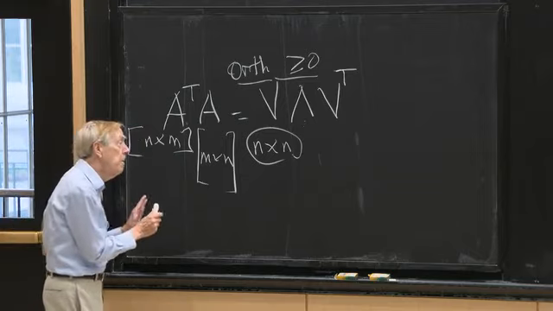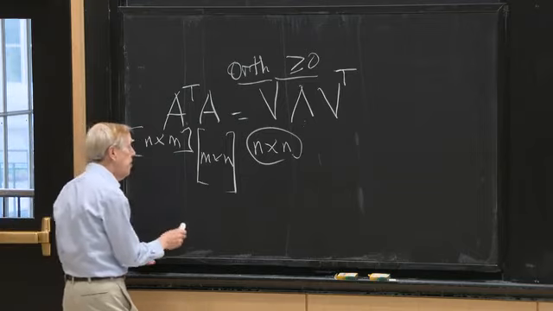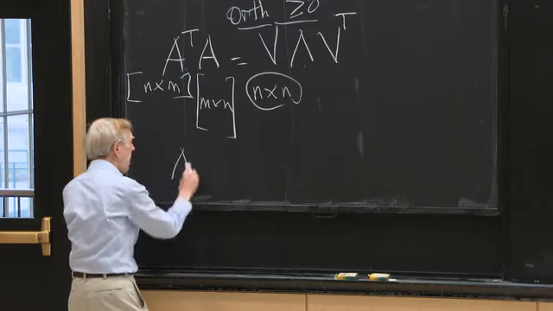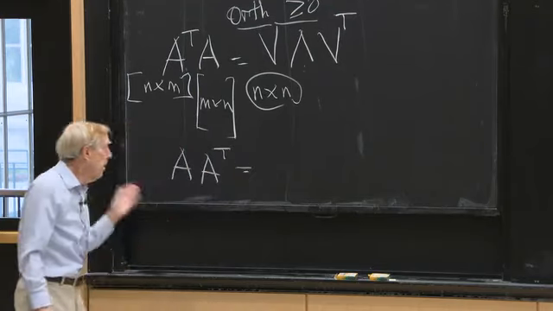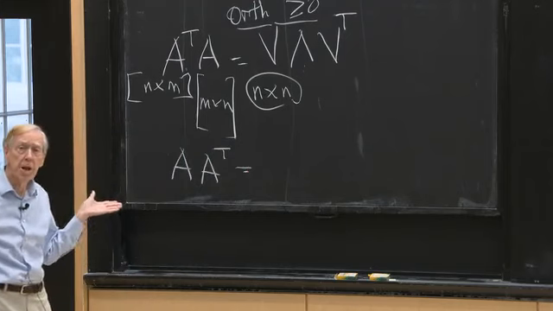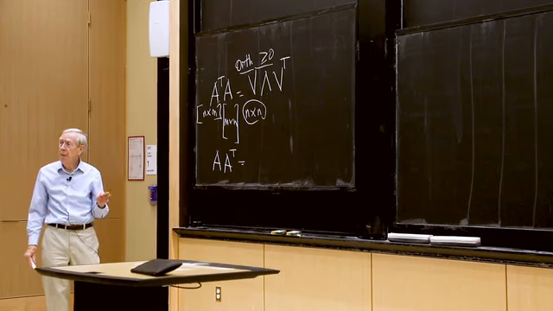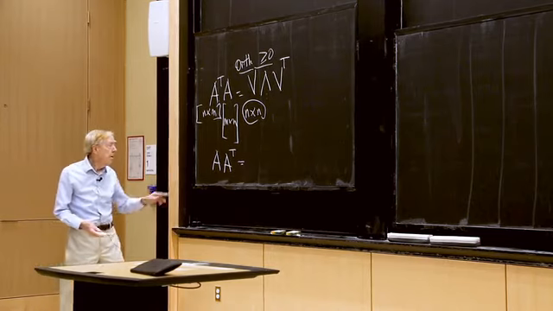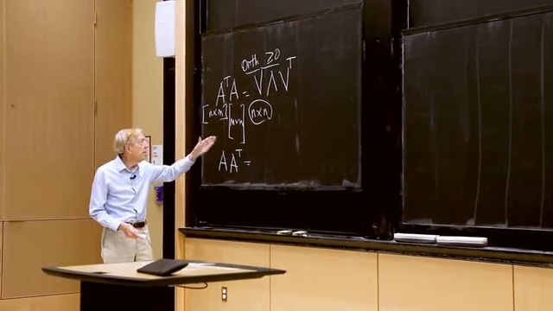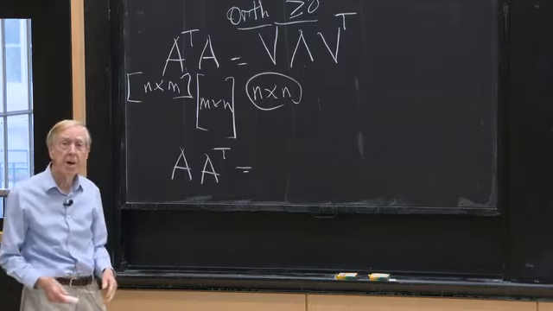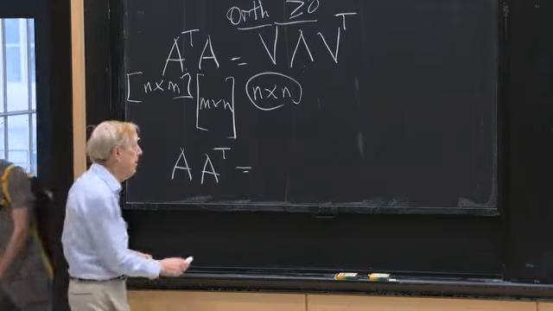But also, you got to recognize that A A transpose is a different guy. So what's the shape of A A transpose? How big is that? Now I've got M by N times N by M. So this will be what size? M by M, different shape.